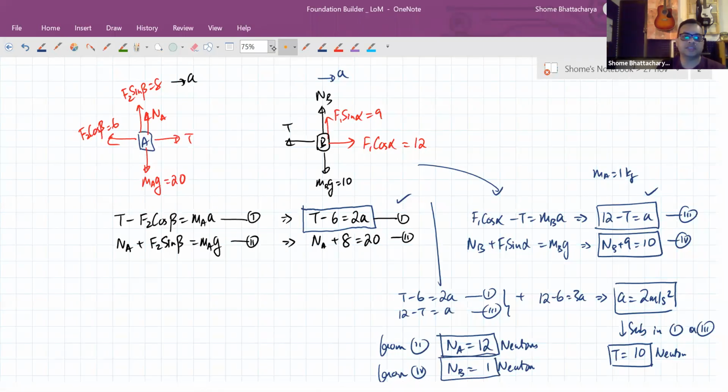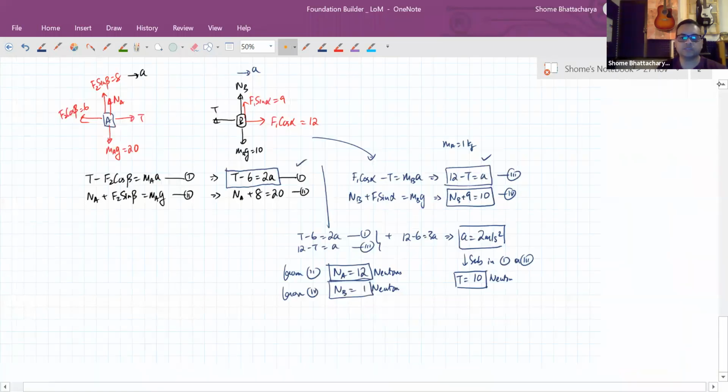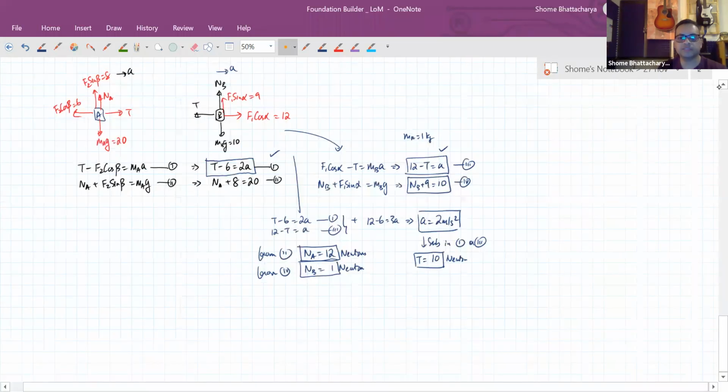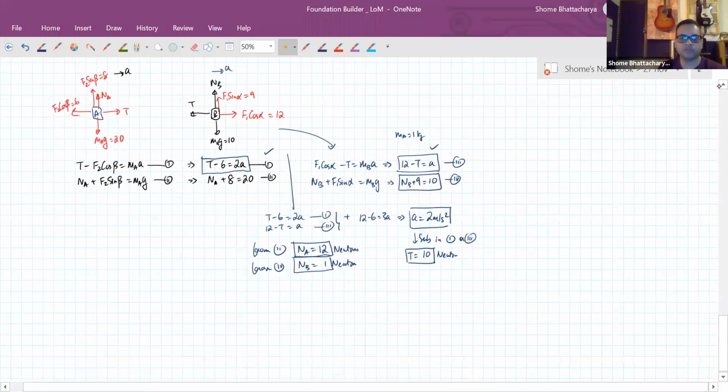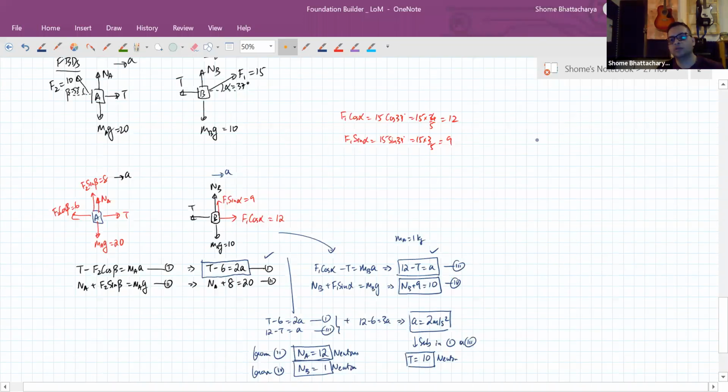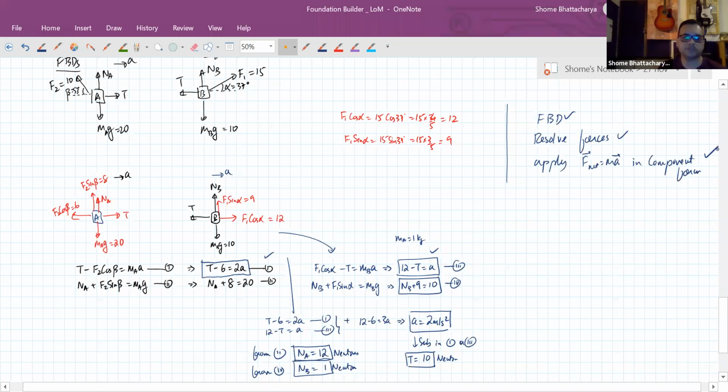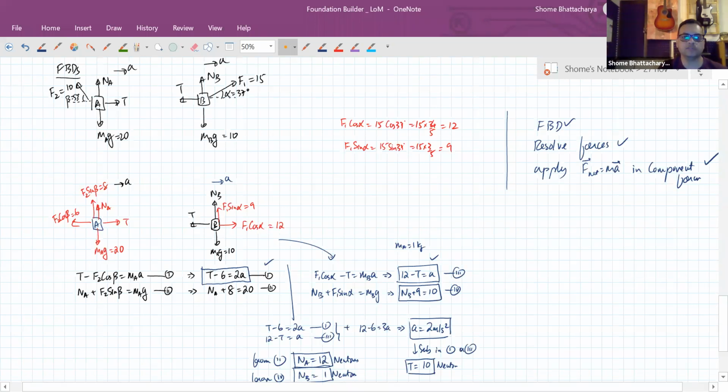Okay. So it is the same set of steps. Make the free body diagrams, resolve the forces, express Newton's second law in component form, and then solve the equations. Same steps: free body diagram, resolve forces, and then apply net force is equal to mass into acceleration in component form. So these are the steps that you apply in all these questions for Newton's laws. So hope this method is clear to all of you, and make a note of this, please.